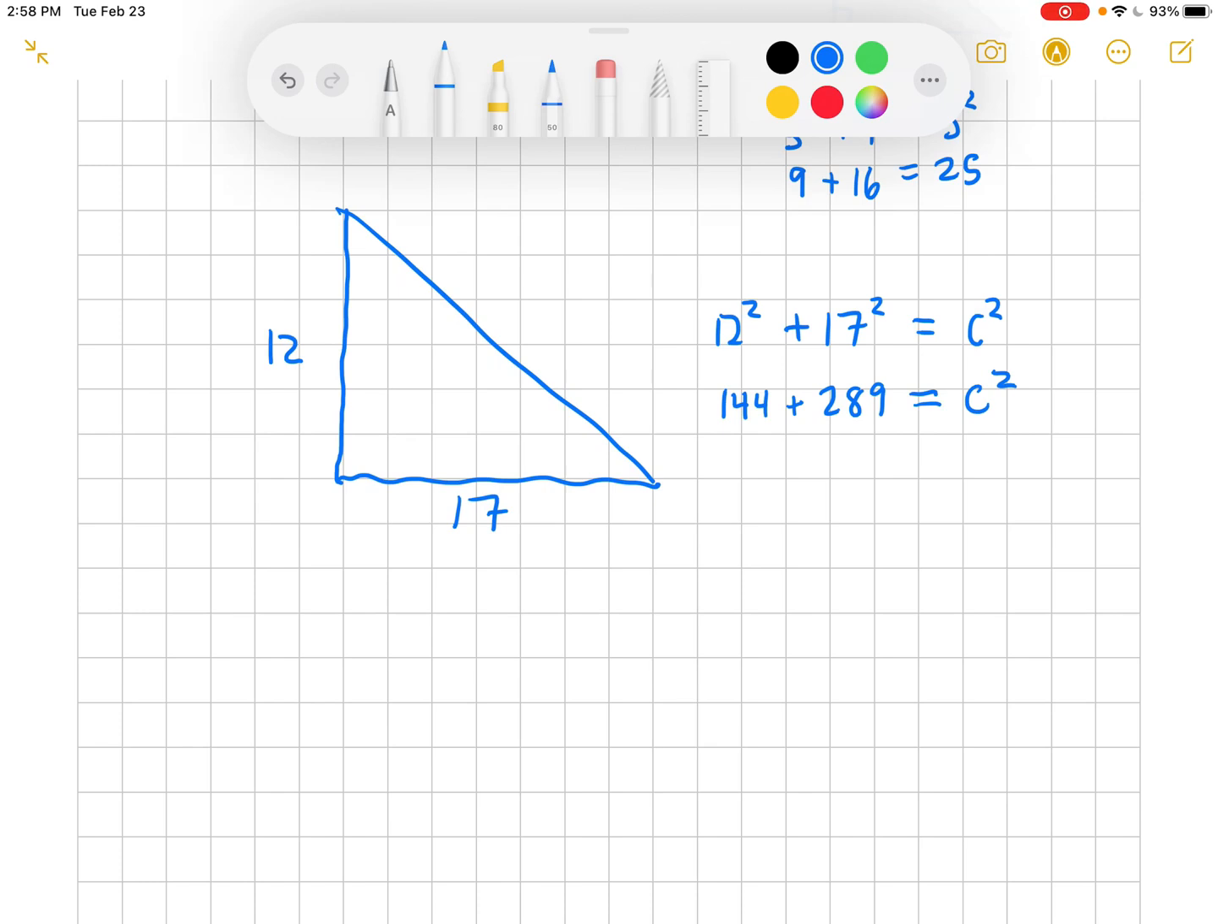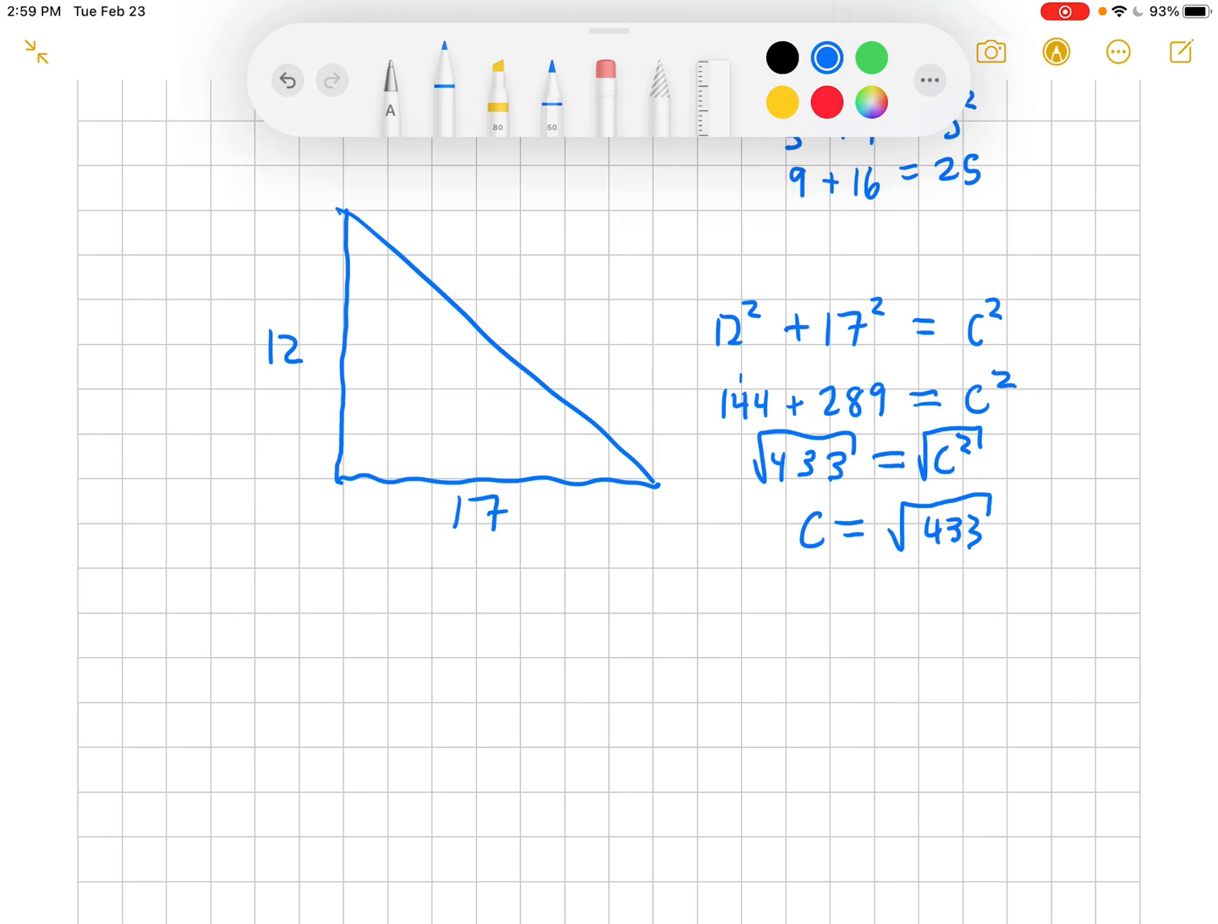144 plus 289 is 433. Now, C squared is equal to 433. C by itself is going to be the square root of each side. We get the square root of 433.